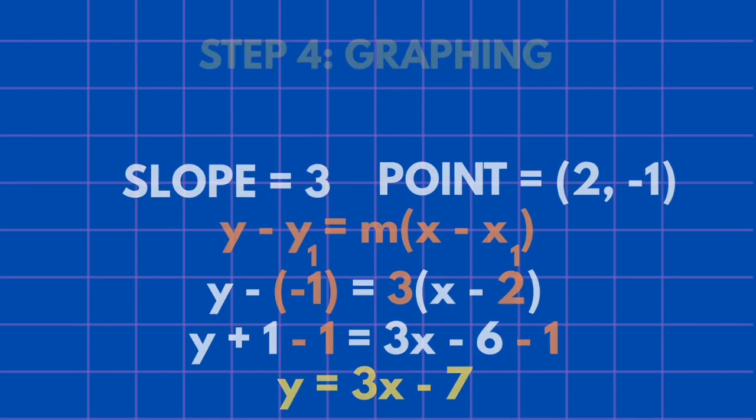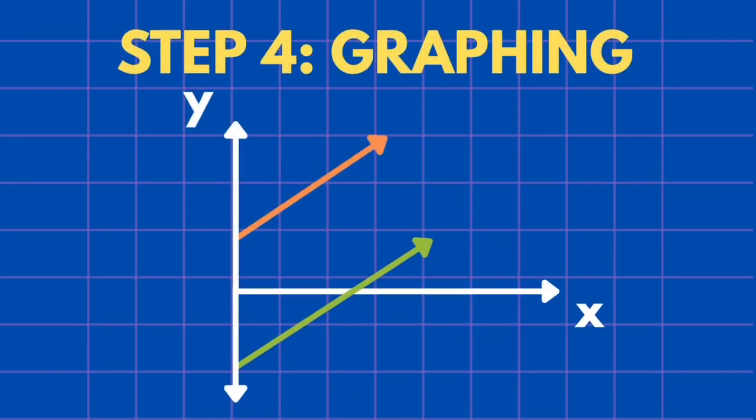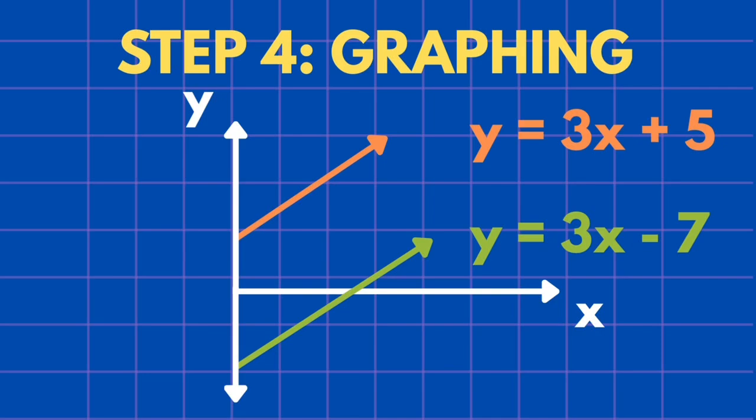In step 4, we can graph the two lines to get a visual representation and confirm that the two equations are in fact parallel with one another. As we can see, our original line has a y-intercept of 5 and rises 3 units and moves to the right 1 unit. For our parallel line, it still has a rise of 3 and a run of 1, however, the y-intercept is at minus 7. Looking at the two lines visually on the graph from step 4, we can confirm that they run parallel to one another.